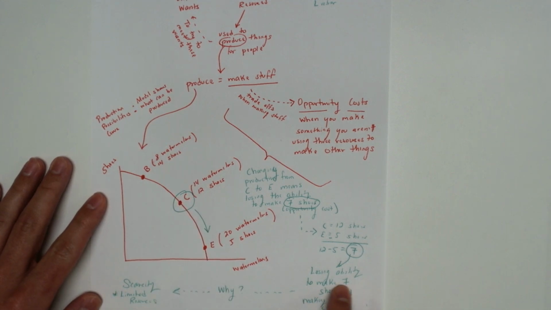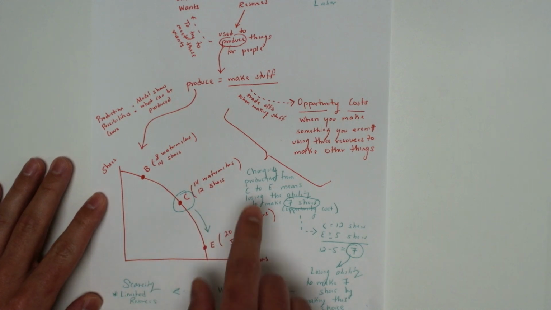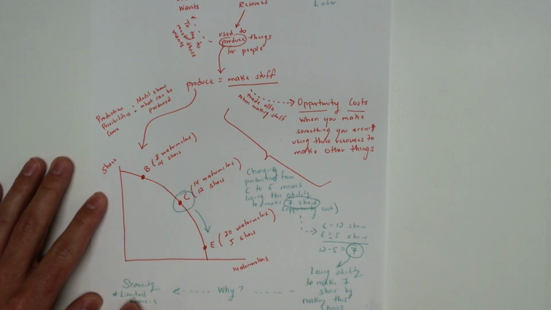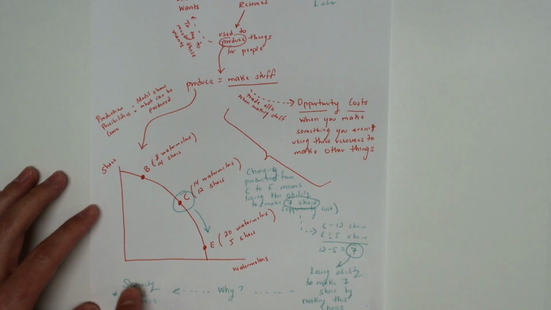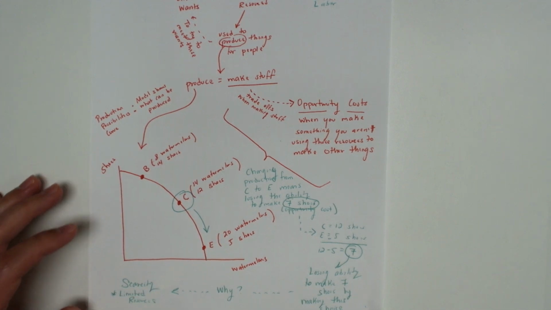Why am I losing the ability to produce these shoes? Because we have limited resources. So even though society wants us to produce more of both, we can't because our resources are limited. The amount of workers we have are limited, our land is limited, our time is limited. So we have an opportunity cost there by changing production.